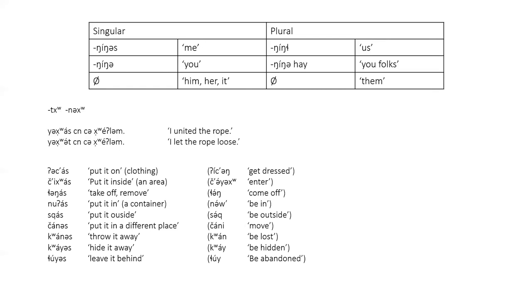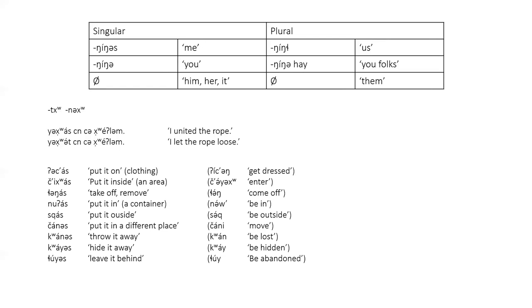Put it on: Etzas, for eat some. And then put it inside: Ihwas, for ayu, enter. Take off or remove: Shlamas, for shlung, to come off. Put it in a container: Nuas, for now, to be in. Put inside: Skas, for the word suck, be outside. Throw it away: Quas, for the word quan, be lost.